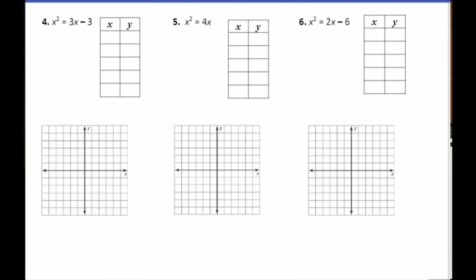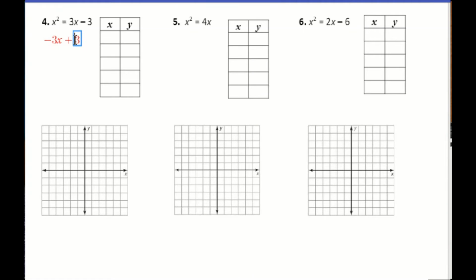On this first one, we can see it's not equal to 0, so we need to move everything over to the left-hand side. We want this x squared to remain positive, so we don't want to move the x squared to the right-hand side. Instead, we're going to bring the 3x and the minus 3 over to the left-hand side. To do that, we are going to subtract 3x and add 3 to both sides of the equation.